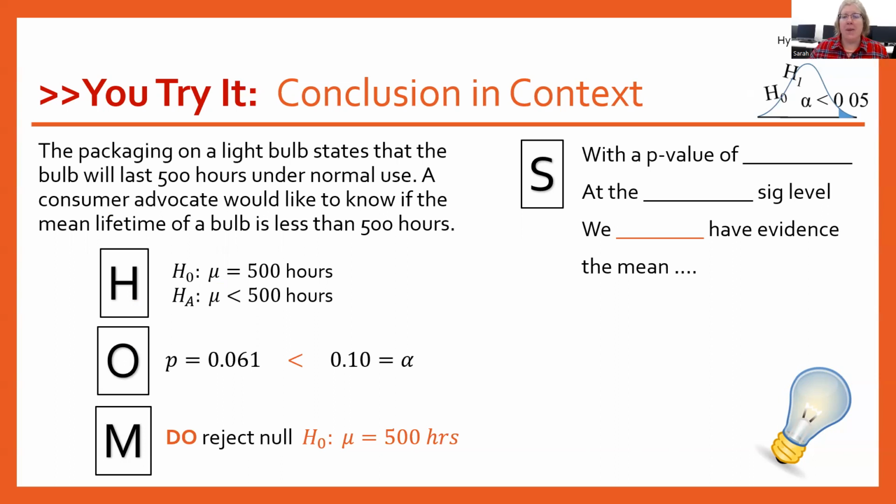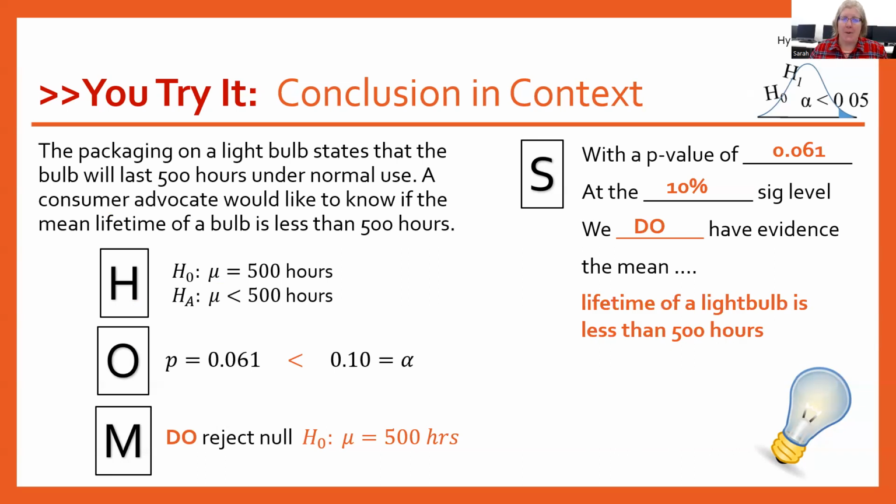So our statement is with a p-value of, and I'm going to take that p-value and significance level from this line with the O. So a p-value of 0.061 and a 10% significance level. And then I'm going to take the wording from the M. So we do reject the null hypothesis, meaning we do have evidence that the mean lifetime of a light bulb is less than 500 hours. So that's just restating that alternative hypothesis in words. So altogether, we have with a p-value of 0.061 at the 10% significance level, we do have evidence the mean lifetime of a bulb is less than 500 hours.